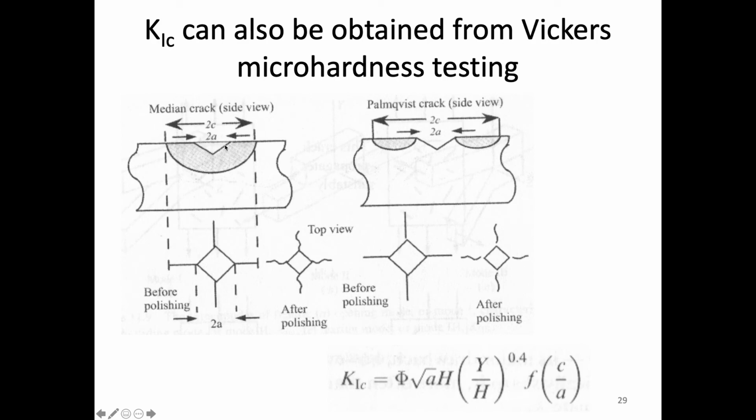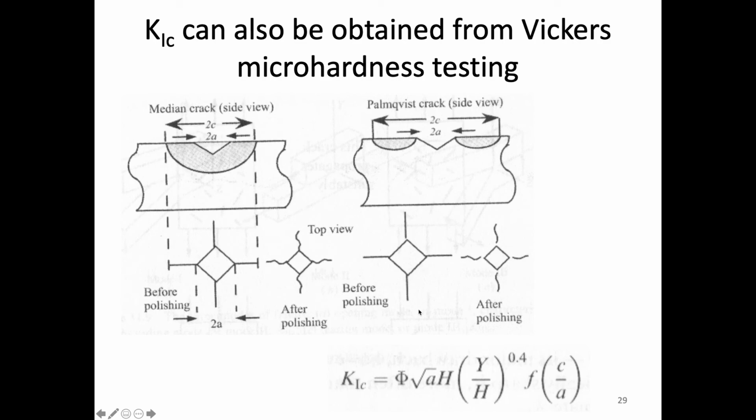This area here is the indentation in the material. Just like a normal hardness test, we're going to have an indentation, so it's resistance to plastic deformation, right? But because these are very brittle materials, they're also going to crack. Beyond that indentation, if we look at the top view here, this is the indentation, this sort of diamond shape, but it also has cracks radiating off the corners. And that happens in both of these geometries that we see here.